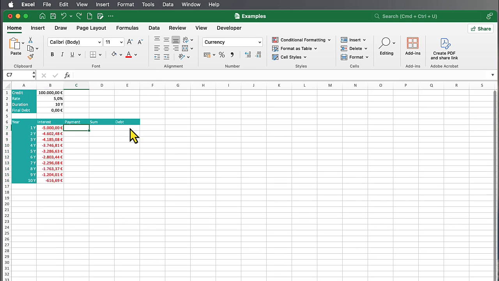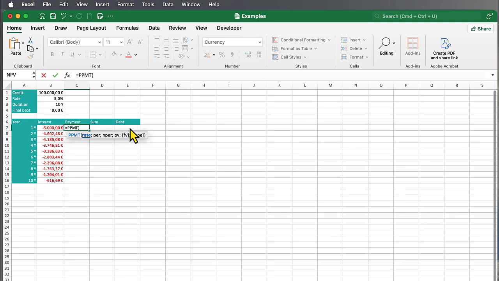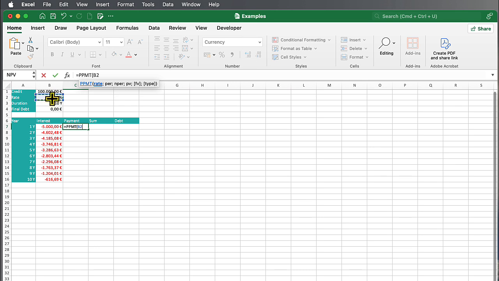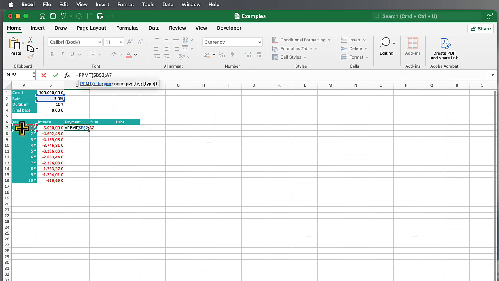We do not only have an interest, but we do have this payment, what we pay back so that the debt gets smaller. And this one we can calculate as well. We have the function PPMT, and basically we have the same parameters as with IPMT. So we do have the interest rate. Now we have to enter the dollars. We have to say which rate it is, which installment actually we are paying.